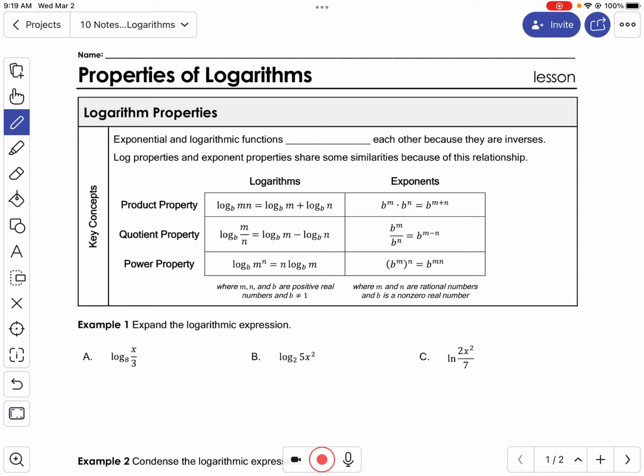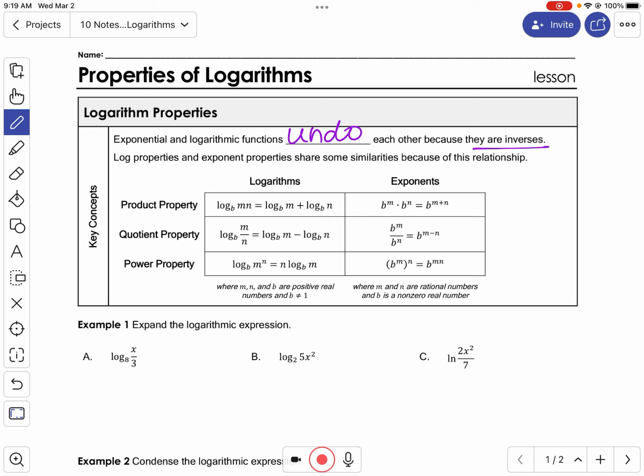Okay, so in this lesson, we're going to be looking at properties of logarithms. The properties of logarithms are very similar to your properties of exponents. Exponential and logarithmic functions, which we've been talking about, undo each other because they are inverses. Log properties and exponent properties or laws share some similarities because of their relationship.